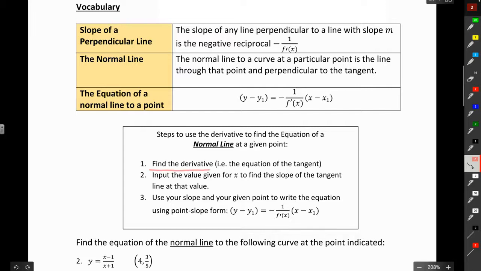So same steps as we did on the first page. We're going to find the derivative, the equation of the tangent, input the value of x to find the slope of the line at that value, and then we're just going to remember now that we're talking about the normal line, and that means we're going to be using the perpendicular slope.